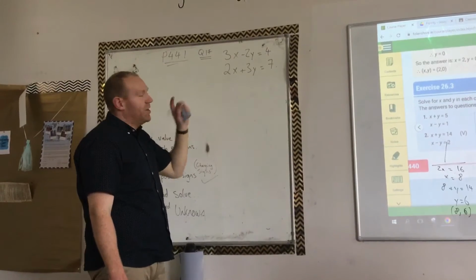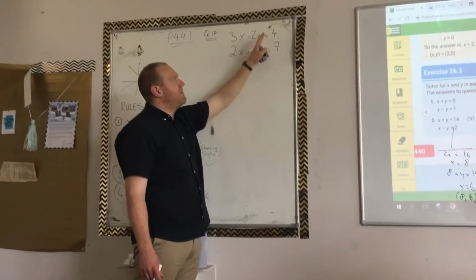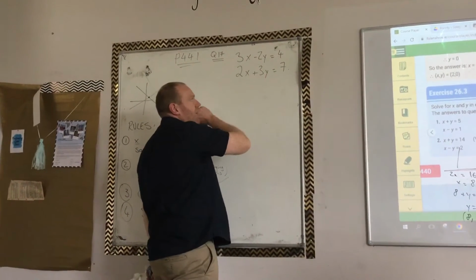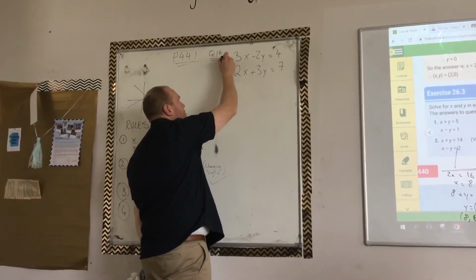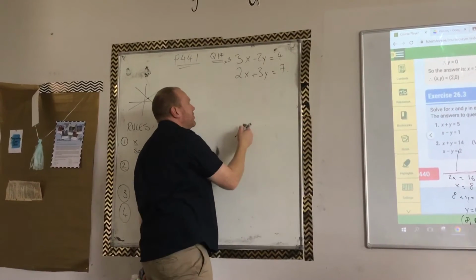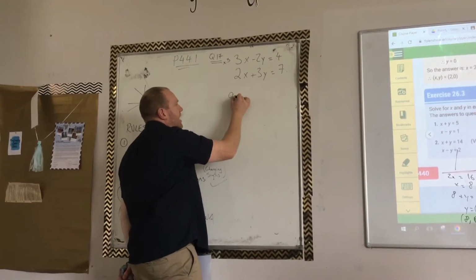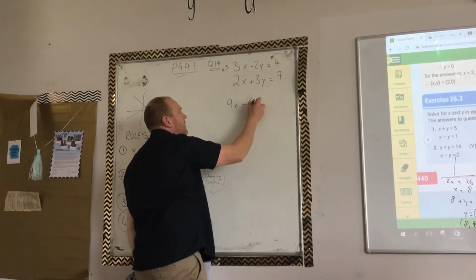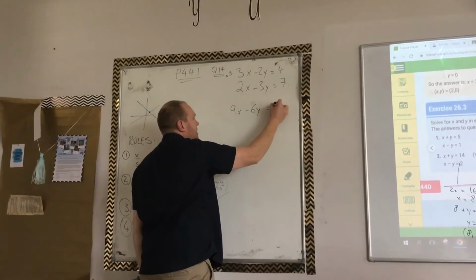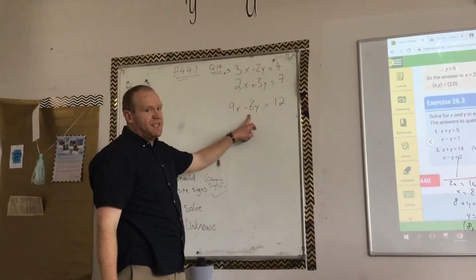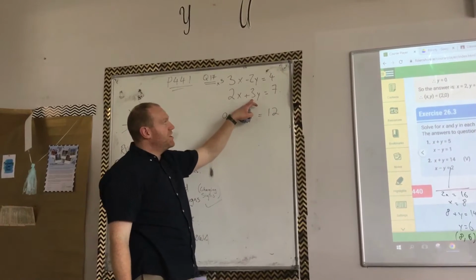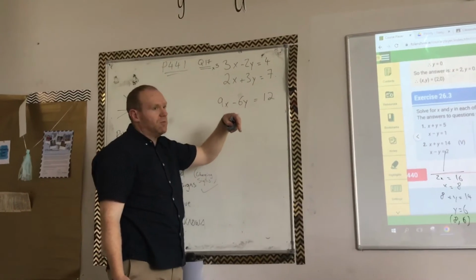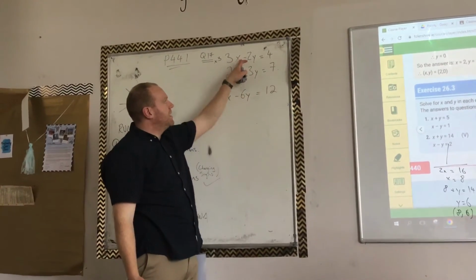To do that, I have to multiply, and I've got to change everything in each equation. In this one, to make it minus 6y, I've got to multiply by 3. So I'm going to times everything in this equation by 3. 3x by 3 gives me 9x. 3 by minus 2y gives me minus 6y. And 3 by 4 gives me 12. The reason I've picked 6y is because 3 goes into 6 and 2 goes into 6. It doesn't have to be 6 every time; it depends on the problem.